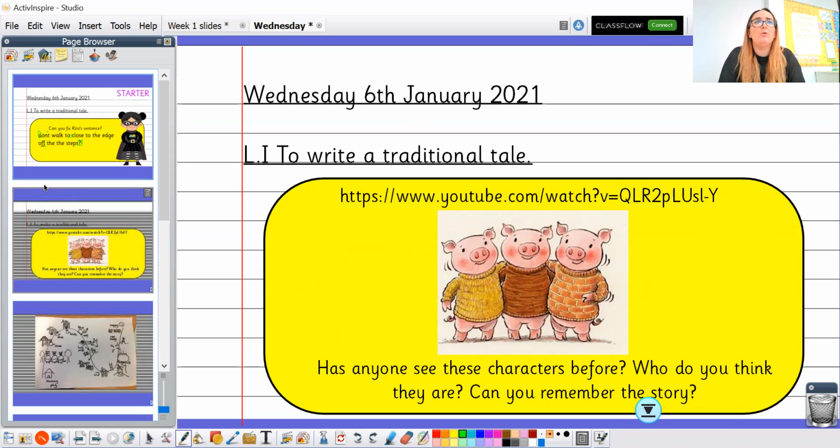So, like I said before, our learning intention is to write a traditional tale. I wonder if you know what a traditional tale is. What does that mean when we say a traditional tale? What makes a traditional tale different to a quest tale that we've potentially done before?